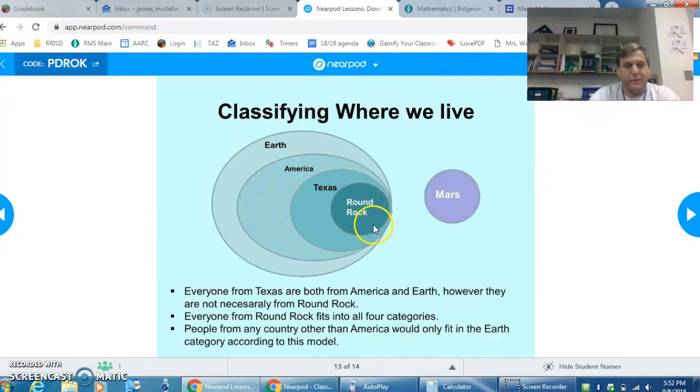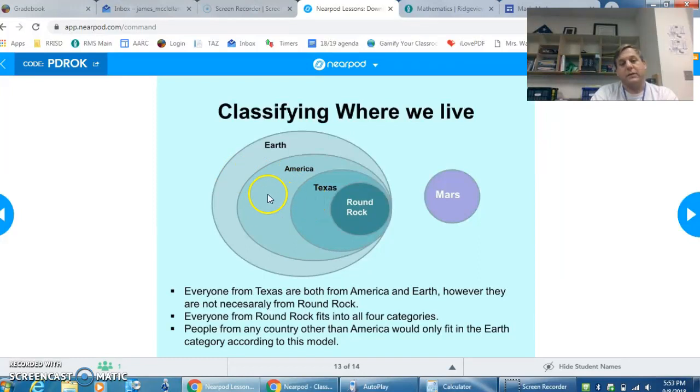Probably most people that you know live in America. Not all of them, but a fair number of them. A number of the people that you know live in Texas, and you know a lot of people that live in Round Rock, if not for no other reason than they go to your school. So we would say we live in Round Rock as our most specific thing, but we also live in Texas, America, and Earth. My father lives in Fort Worth. He does not live in Round Rock, but he does live in Texas. He lives in America, and he lives on Earth.